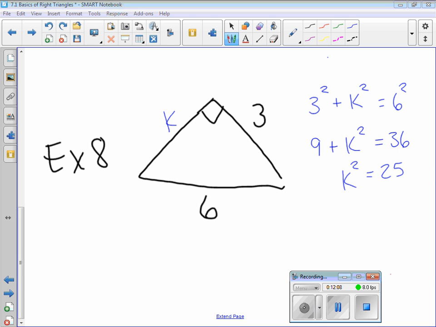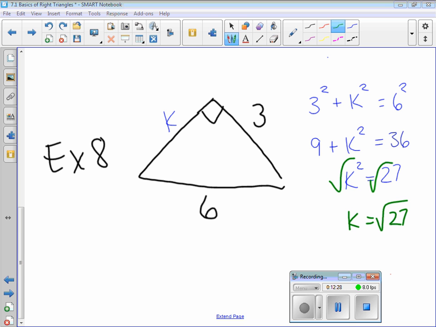All right, so I made sure that 6 was on the C side, or in the C spot, because it's the hypotenuse. Take the square root of both sides, and I got K is equal to 5. That's wrong, so let me fix that. That makes more sense. Take the square root of both sides. I have K is equal to the square root of 27.